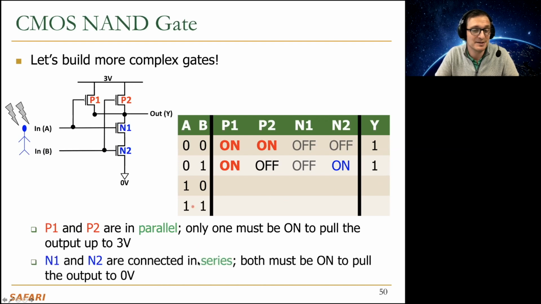Let's take a look at what happened. I already said this. N1 and N2 are connected in series. Both must be on to pull the output to 0 volts over here.